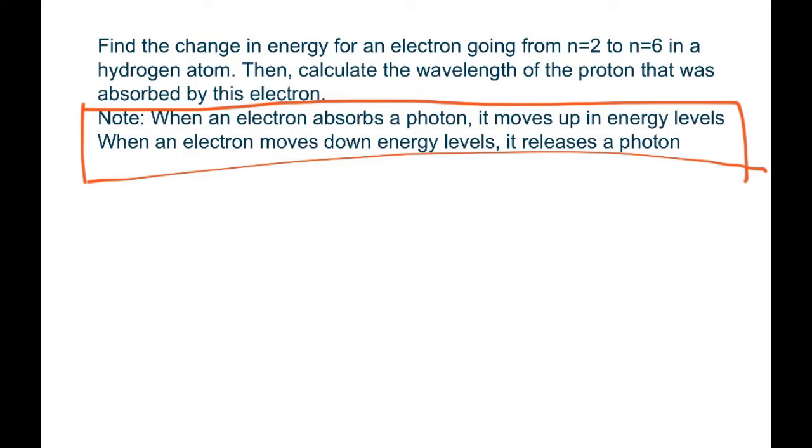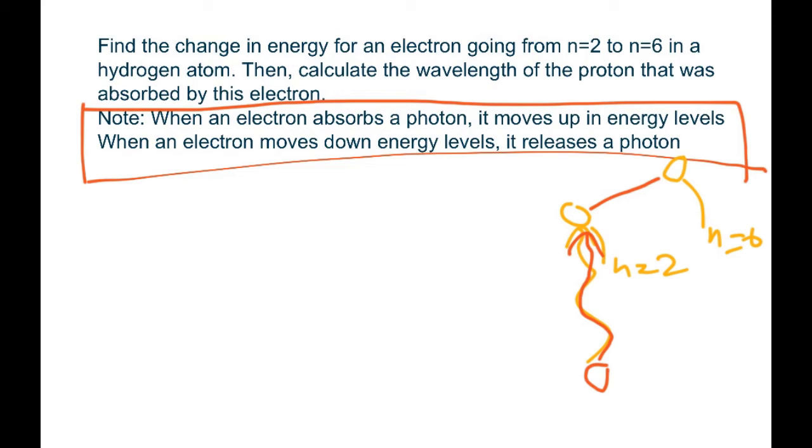Next part, we have to answer this question. Find the change in energy for an electron going from n equals 2 to n equals 6 in a hydrogen atom. Then calculate the wavelength of the photon that was absorbed by this electron. So what's happening is that this one electron wants to go from n equals 2 to n equals 6, which is a higher energy level, and it has to absorb some sort of light, and in this case, it's a photon, so I'm going to write the photon in red, and this photon will crash into the electron and give it some energy to move it up. And we just have to calculate the wavelength of that photon that bumps into that electron.